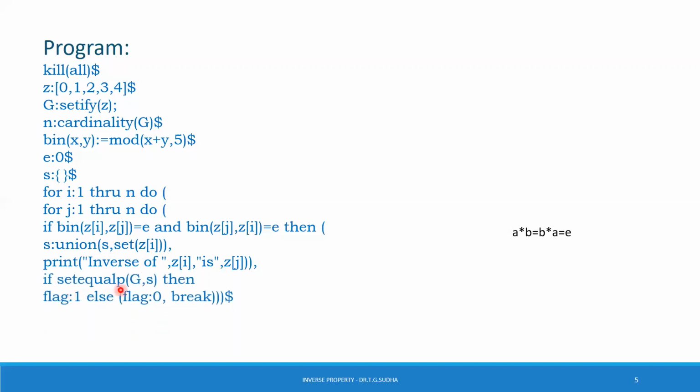Setequal of G comma S returns true if G and S have the same number of elements. Then we store flag equal to 1, which is the user variable. Else we store flag equal to 0 and we break, so that we come out of the loop, because if the inverse of some element doesn't exist, it comes out of the loop and takes the next element and checks whether it has an inverse or not.